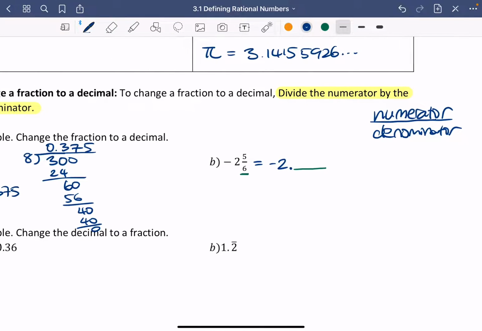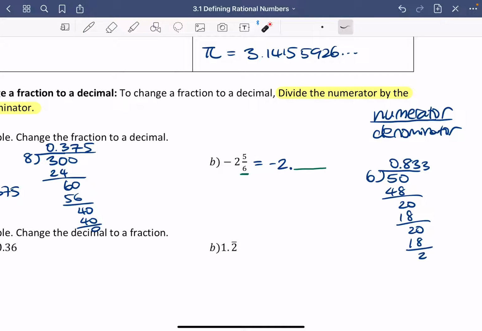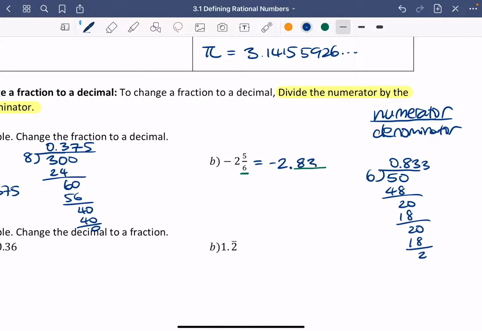Okay, so we're going to divide 5 by 6. So the bottom number goes out, so 6 is here, and then 5. 5 is not enough, so add a 0, so 0 point. 8, 48, and then 20. 3 times 6 is 18. So 20, 3, 18. And then you can see that there's a pattern here. It's always going to be 20, and 20, and then 18, and then 2, 0, etc. Right? So we know then you're going to have 3 repeating. So this is 2.8, 3 repeating.